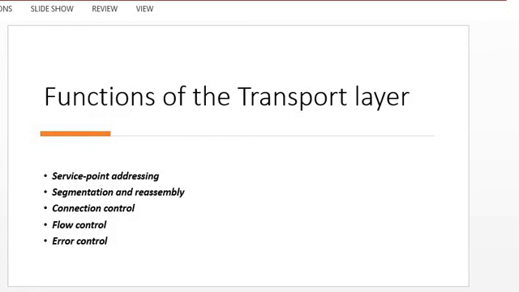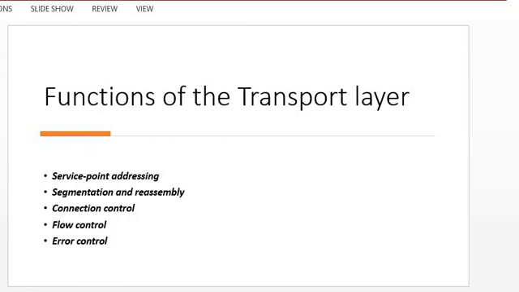Then the next item is flow control. Just like in the data link layer, the transport layer in a network model is also responsible for flow control. And in this case, this flow control is performed end to end rather than across the link, as is the case in the data link layer.